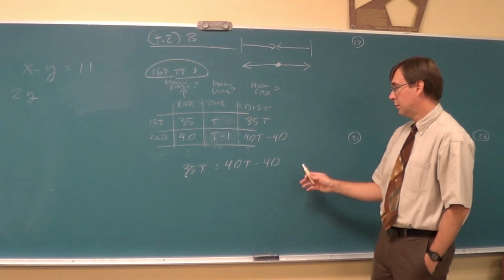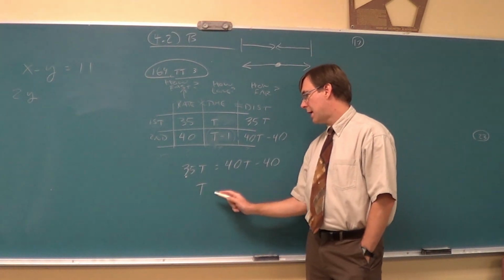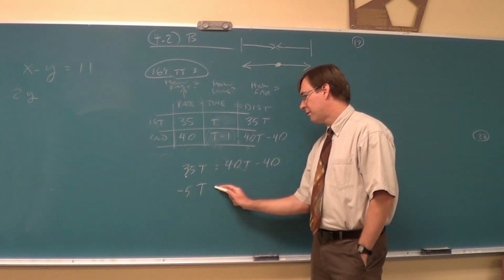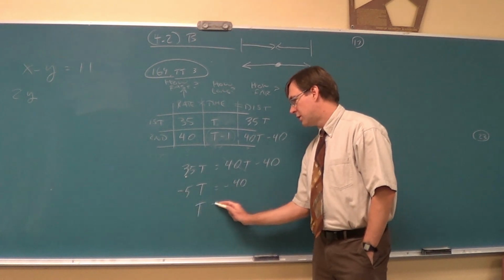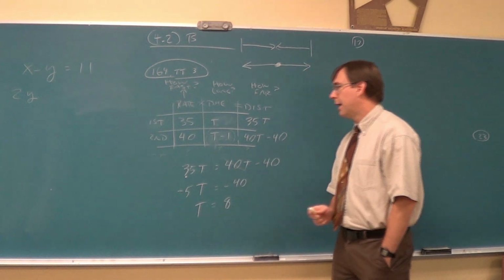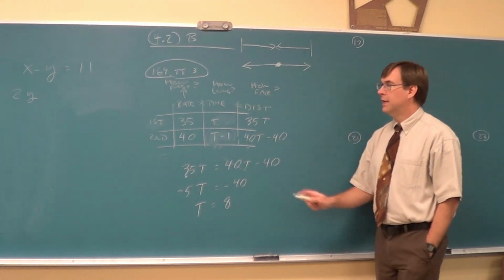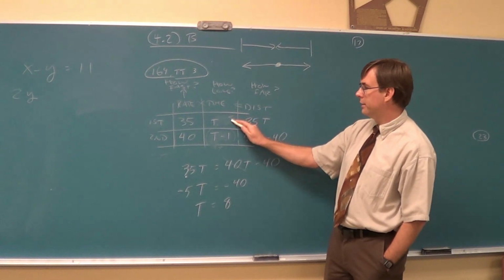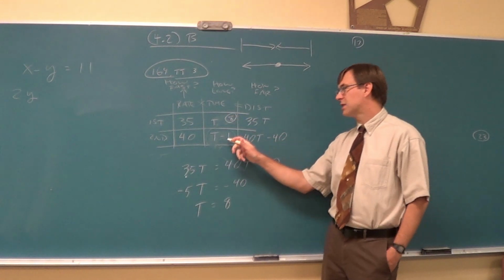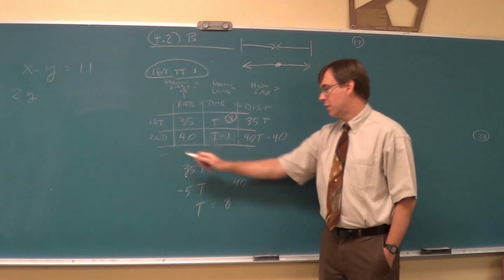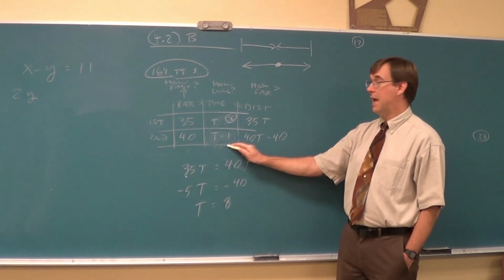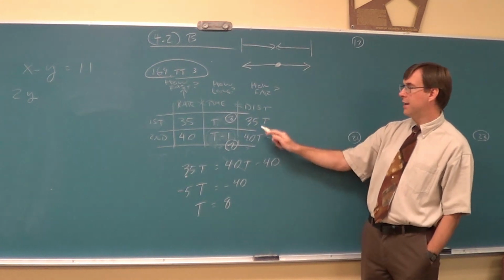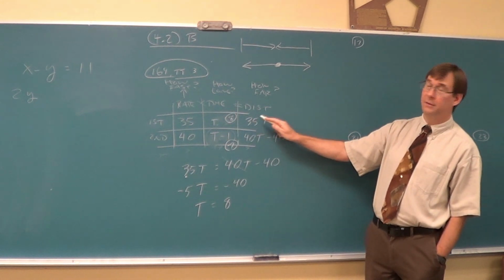So solve. Get the t's on a side. Get that one out of there. -5t equals -40. So t is 8. And now they could ask you a bunch of questions. If they ask you the time for the first train, that would be the 8. If they ask me for the time for the second train, that would be 7.